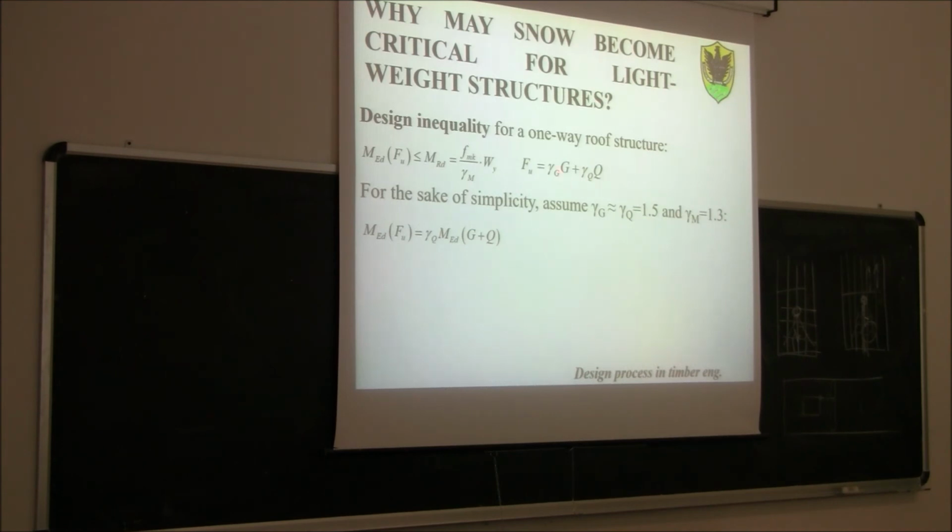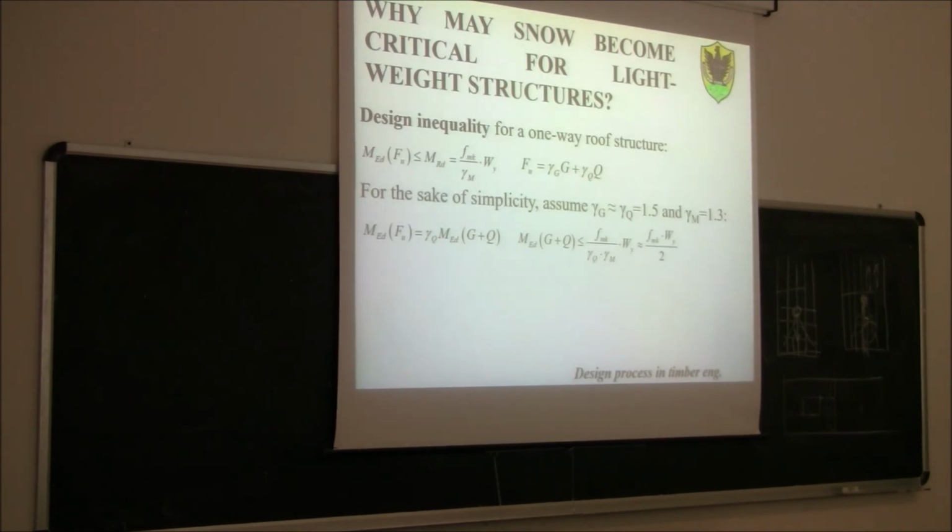So we have done this approximation. We say, okay, gamma G is equal to gamma Q. So we could say Fu is equal to gamma Q times G plus Q. And since we do a linear analysis, gamma Q can be taken outside the parentheses. Okay? It's clear? So, the bending moment demand due to the ultimate limit state is equal to gamma Q, 1.5, times the bending moment demand due to G plus Q. Permanent plus variable without any partial factor. Okay? It's clear so far?